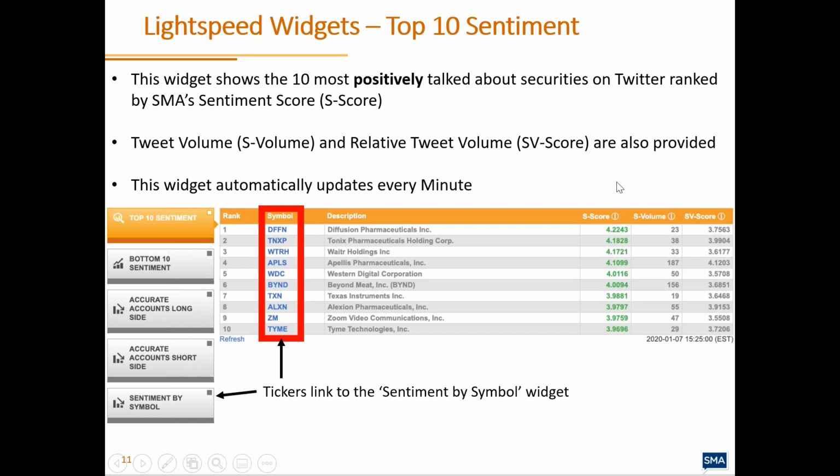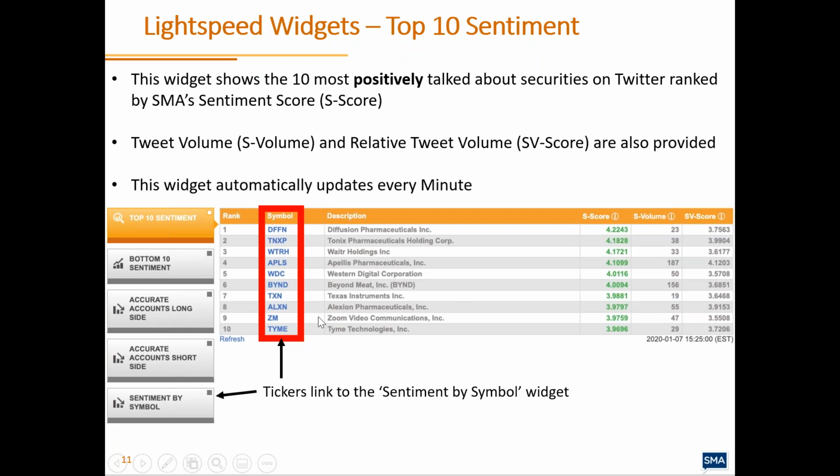So S score is that Z score, that standard normal curve I was telling you about earlier. S volume is the number of tweets after we've done our filtering, from those accounts that I told you had a high enough credibility score, used in this metric at this point in time to calculate that score. And then SV score is the Z score of volume. So is the volume on that particular security a lot higher? Twitter volume, not trade volume, a lot higher than it normally is.